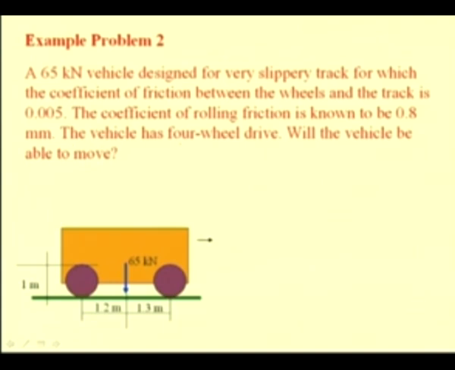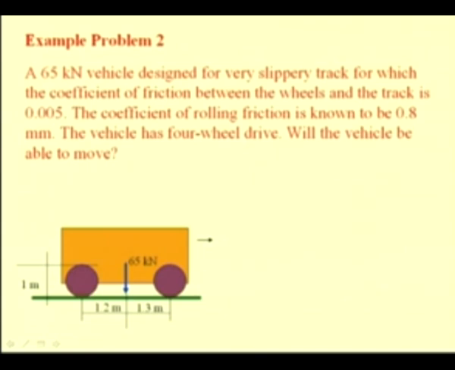The vehicle has 4-wheel drive. That means all these wheels propel this vehicle forward. So, we have 2 wheels in the front and 2 wheels in the rear. All these wheels are propelling this vehicle forward and thrust is developed on all these 4 wheels. We are interested to find whether the vehicle will be able to move or not.